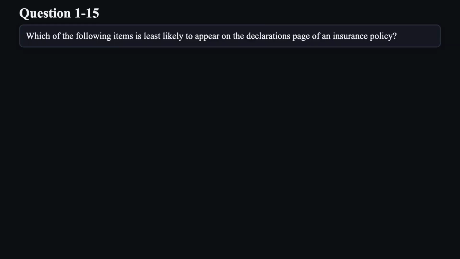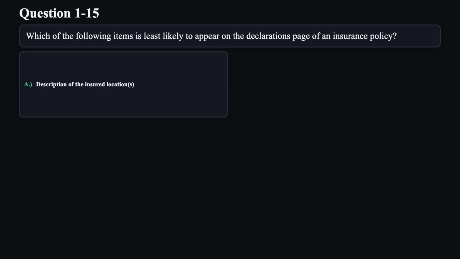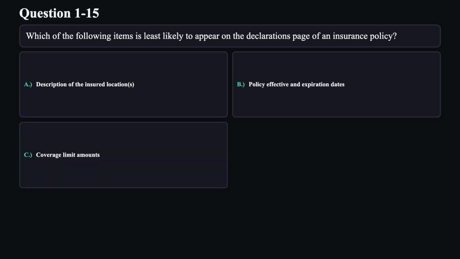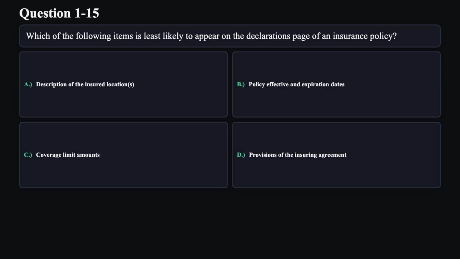Question 15. Which of the following items is least likely to appear on the declarations page of an insurance policy? A. Description of the insured locations. B. Policy effective and expiration dates. C. Coverage limit amounts. D. Provisions of the insuring agreement.